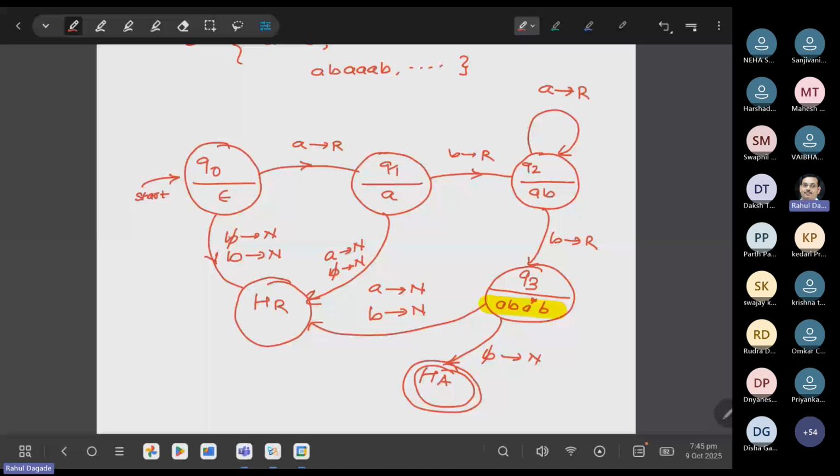This is indicating AB A star. This is AB A star, and then by taking B, it is giving AB A star B.